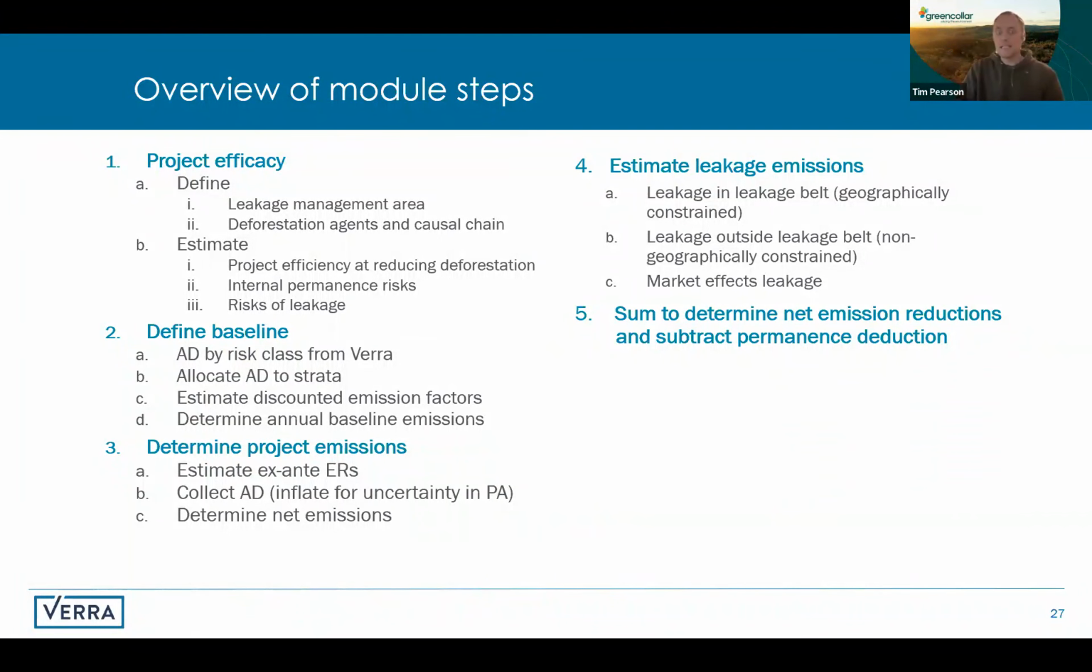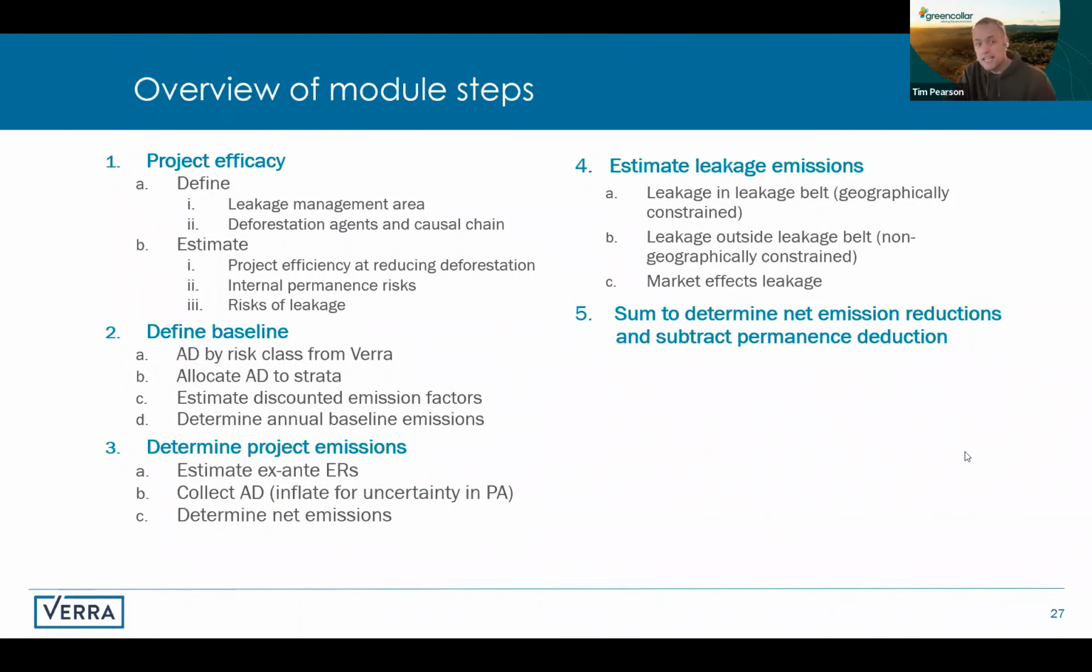Then move into the meat and look at the baseline. We're going to get the activity data by risk class from Verra that's going to be provided by the data service provider. The project proponent then in step 2B allocates the activity data by risk class to its actual strata, the project strata the project has come up with itself. The project also conducts its own field work in order to generate emission factors and goes through the statistical process, propagating errors, calculating the relative uncertainty, and if exceeding the 10% level, discounting those emission factors, and then pulling together the emission factor and the activity data to get the annual baseline emissions.